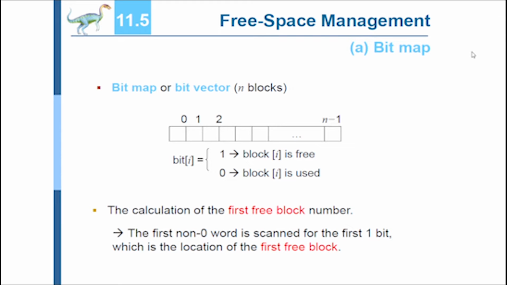For technique 1, bitmap or bit vector, with n blocks, we can see the bit value. If 1, the block is free. If the bit value is 0, the block is used. The first non-zero word is scanned for the first 1 bit, which is the location of the first free block.